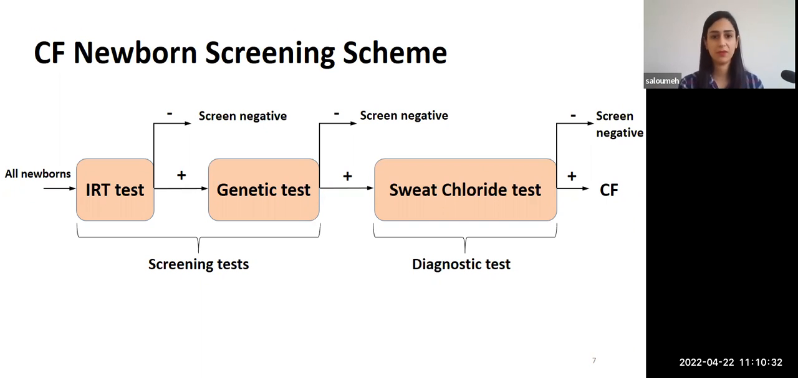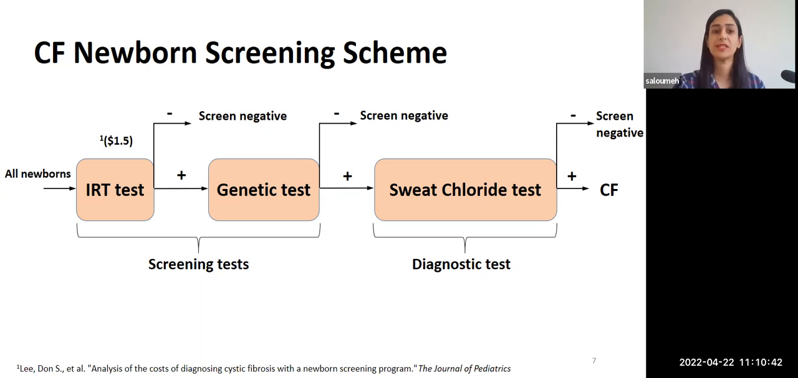Why do newborns have to go through an IRT test, a genetic test, and a sweat chloride test? Why not send all newborns to the sweat chloride test at the beginning? The main reason is cost, of course, because the IRT test is relatively very cheap. It's only $1.50 per test.